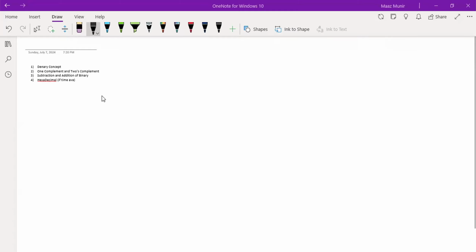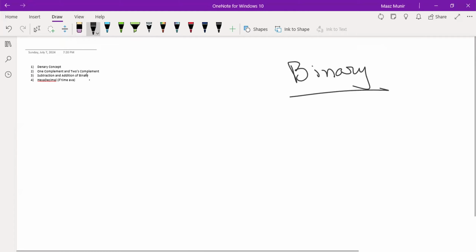Very crucial concepts. Starting off, in the previous class we studied the basics of binary, especially how to convert binary into numbers. This was basically what we studied in the last class. Today we are going to be discussing the denary concept.